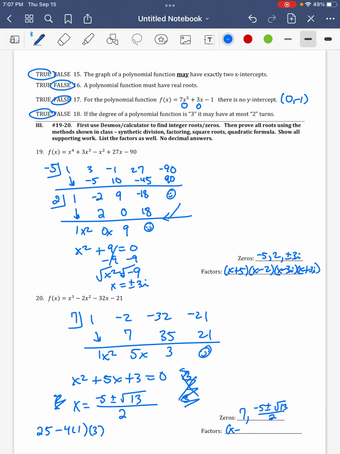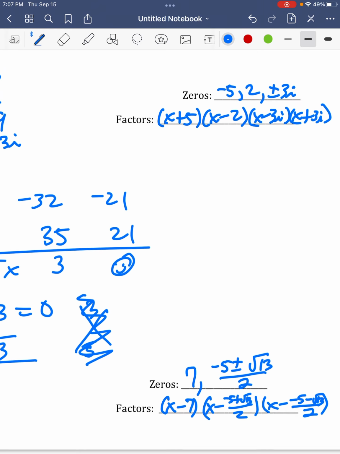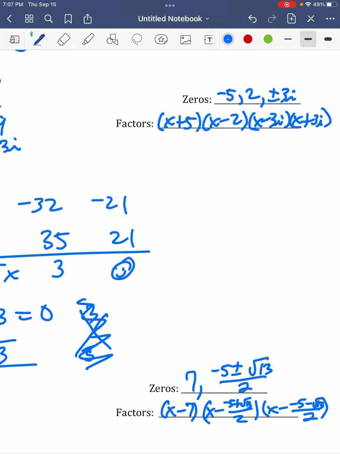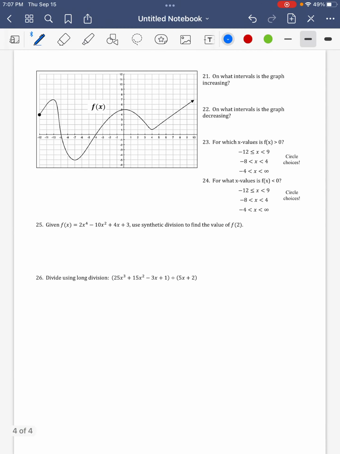Now for the next one, x minus 7 for my factors. Remember, for the ugly factors, we just put x minus, and then we put the 2 answers, -5 plus radical 13 over 2, and -5 minus radical 13 over 2. Sorry, that's kind of small. Okay.